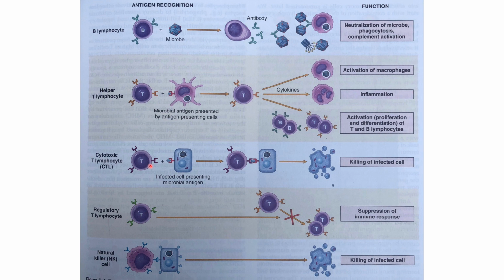Cytotoxic T lymphocytes, CTL, also have interactions with the infected cell presenting the microbial antigen. There's binding there, and there's direct killing of the infected cell. Regulatory T lymphocytes are involved in suppression of the immune response. And finally, there are natural killer cells, NK cells, and these have direct killing of the infected cell.